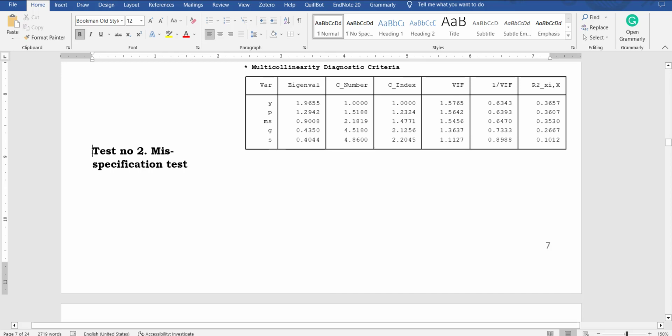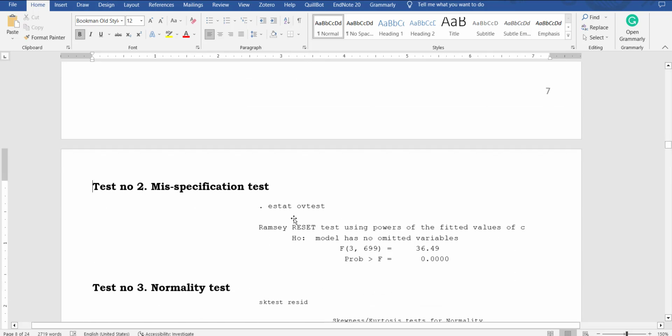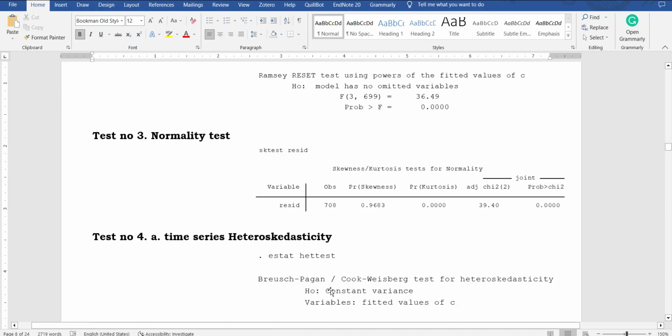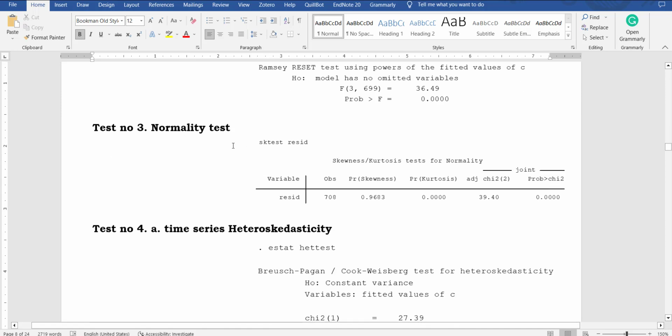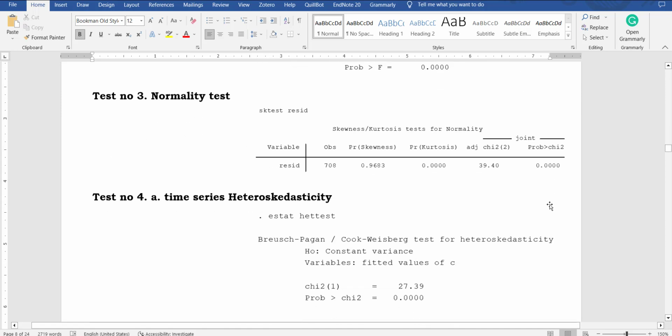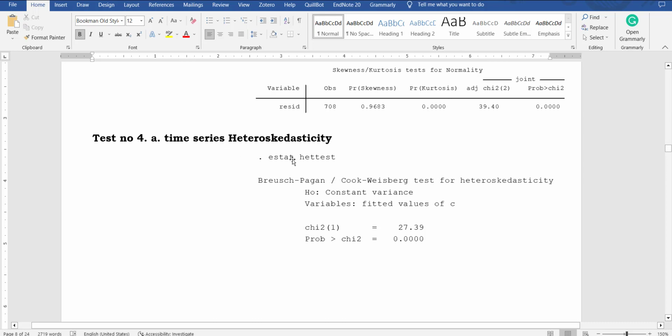Now we test for misspecification. For that, the test is called overidentification test. It is significant, so the model has omitted variables. So there is a misspecification problem. Then we do the normality test on residuals. It is not normal. Check for time series heteroscedasticity. There is hetero in it.